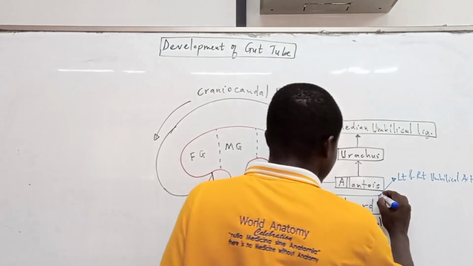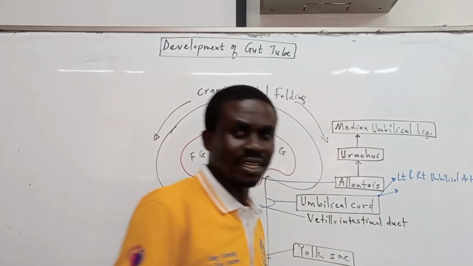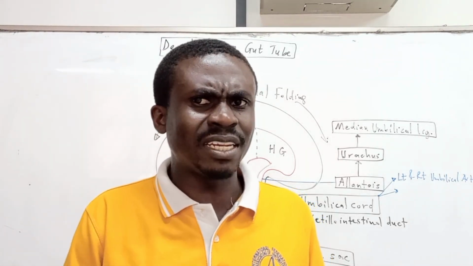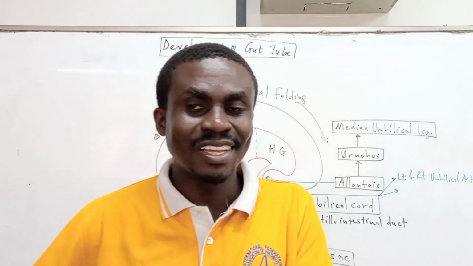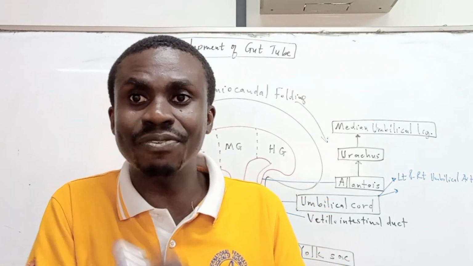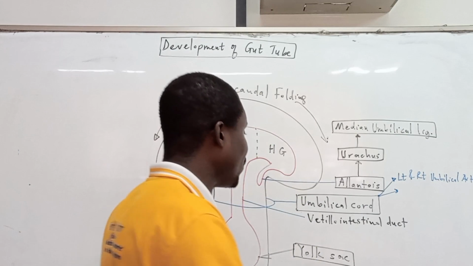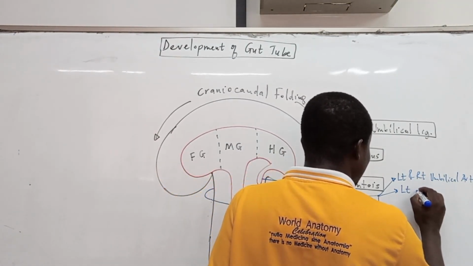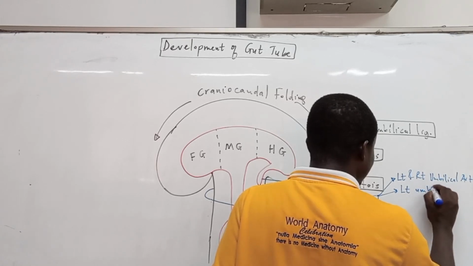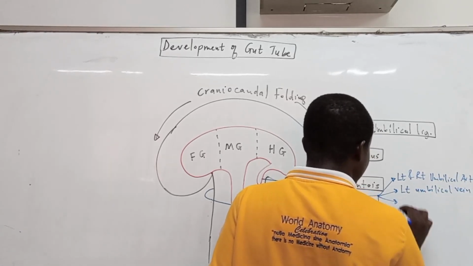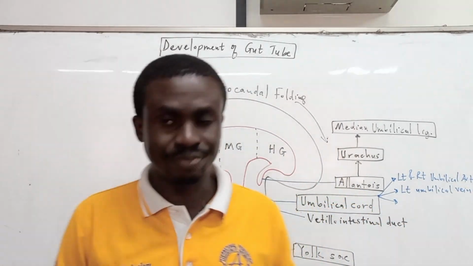Is that all? No. Do we have an umbilical vein? Yes. I told you that the right umbilical vein regresses, but the left umbilical vein is left. That's what we said. Left is left by way of the umbilical veins. So we are going to see only a single umbilical vein, that's the left umbilical vein. Now, is that all? No.